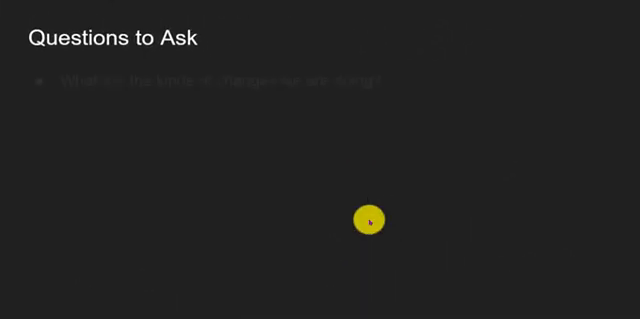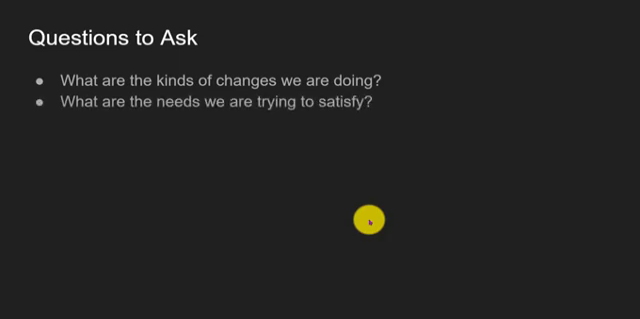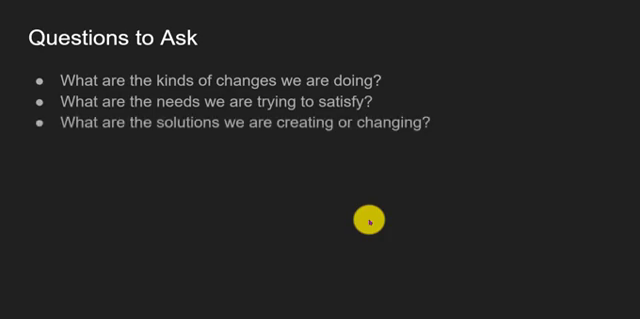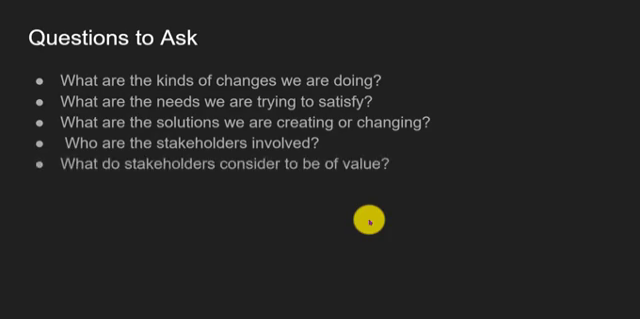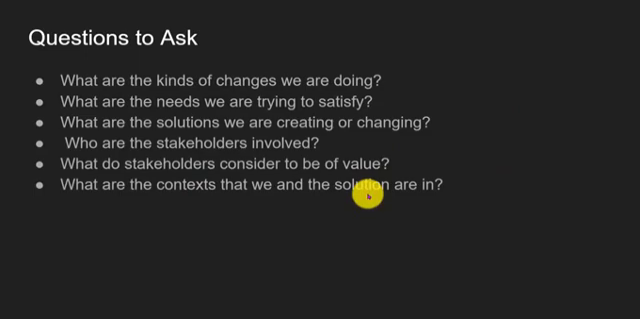So questions to ask. What are the kinds of changes we are doing? So this is the business analyst. You, as a business analyst in this class, for purposes of argument, you are a business analyst. As a student in this class, you're a business analyst. So you need to be doing these things. What are the kinds of changes we are doing? What are the needs we are trying to satisfy? What are the solutions we are creating or changing? Who are the stakeholders involved? Should always know that. What do stakeholders consider to be of value? What are the contexts we in the solution are in? What is the purpose? What is the context? What is the relevancy?